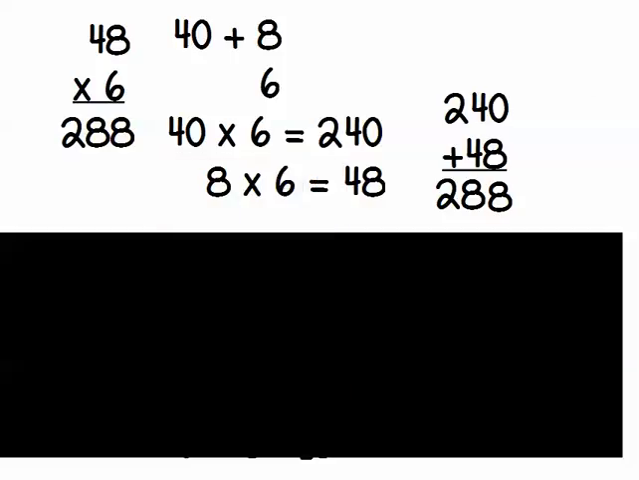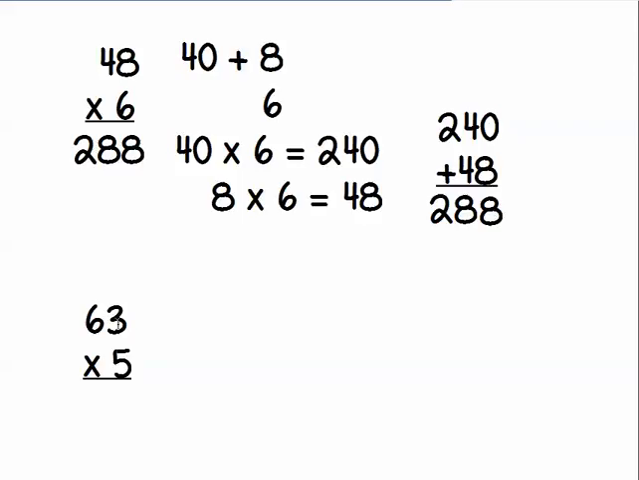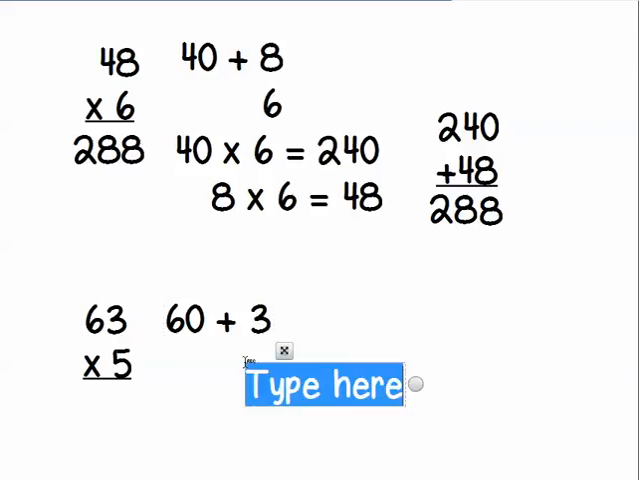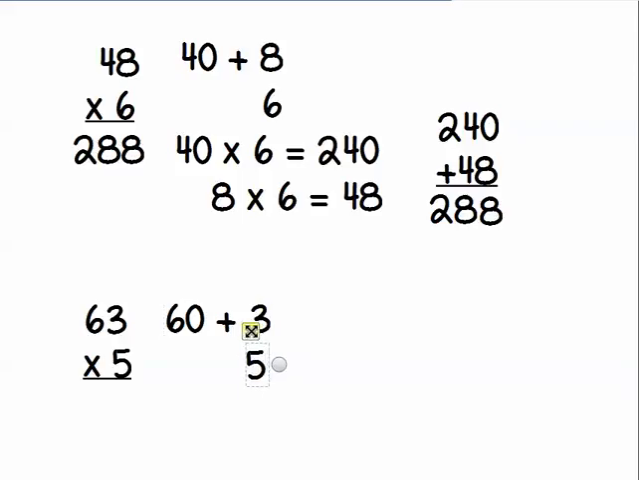So let's see it in action. Okay, so I have my second example here, 63 times 5. I'm just going to use what I know about expanded form and say 60 plus 3. And of course 5 is just 5. And I have to multiply every part of 5 times every part of 63. So I'm going to write over here to the side, 60 times 5.